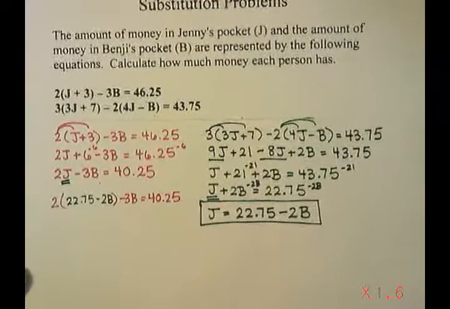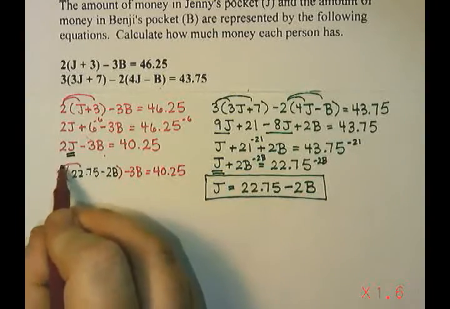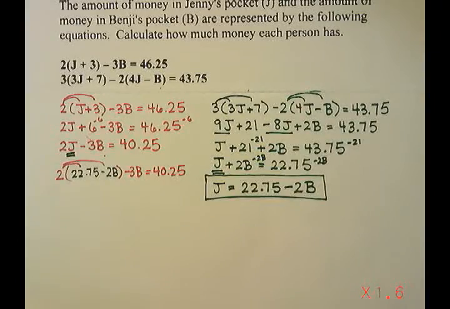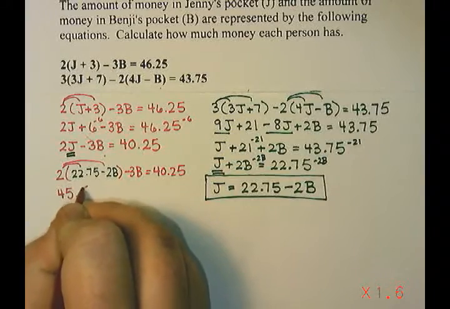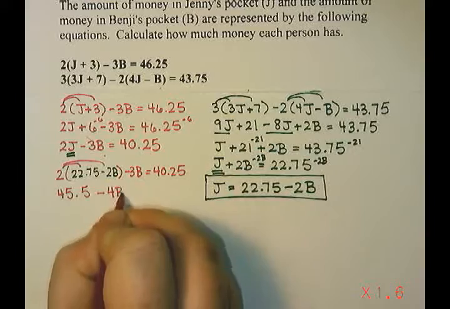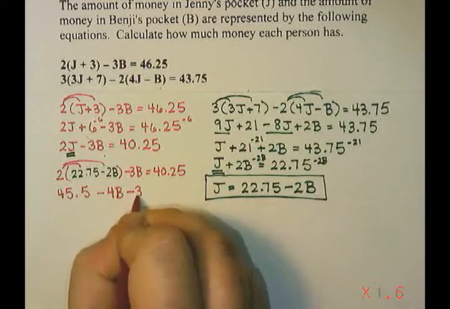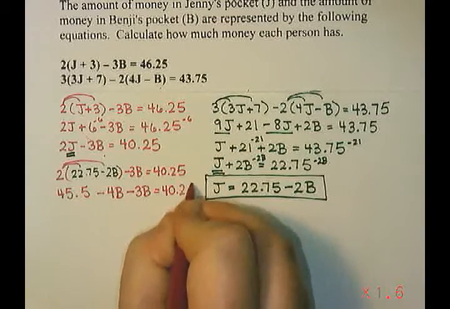And then now I have an equation that I can solve, right? We have numbers, we have b's, we only have one variable, so we can solve our equation. I'm going to do that by multiplying out the bracket. So 22.75 times 2 is 45.5. 2 times negative 2 is negative 4b. Take away 3b equals 40.25.